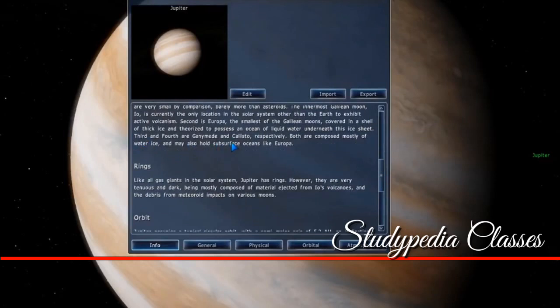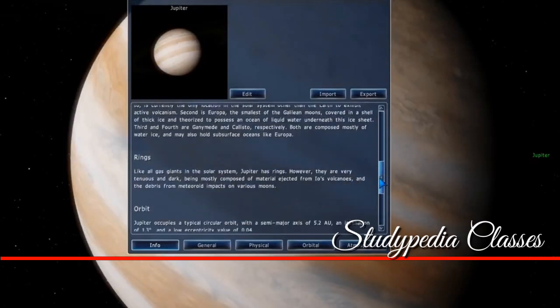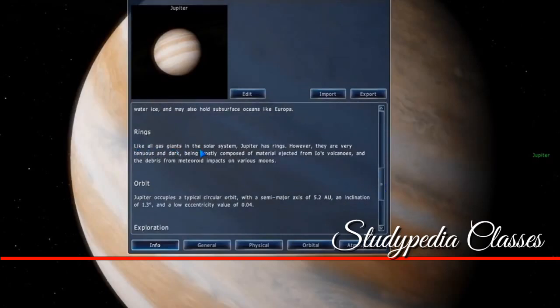Third and fourth are Ganymede and Callisto, respectively. Both are composed mostly of water ice and may also hold subsurface oceans like Europa. Now we'll jump to the rings. Like all gas giants in the solar system, Jupiter has rings. However, they are very tenuous and dark, being mostly composed of materials ejected from Io's volcanoes and the debris from meteoroid impacts on various moons.